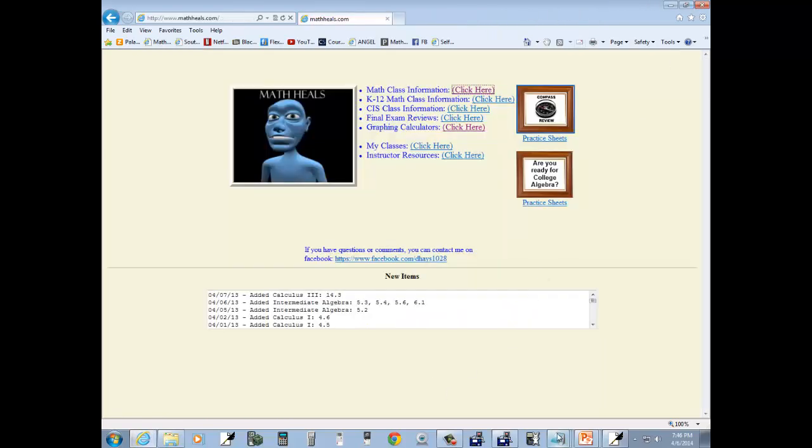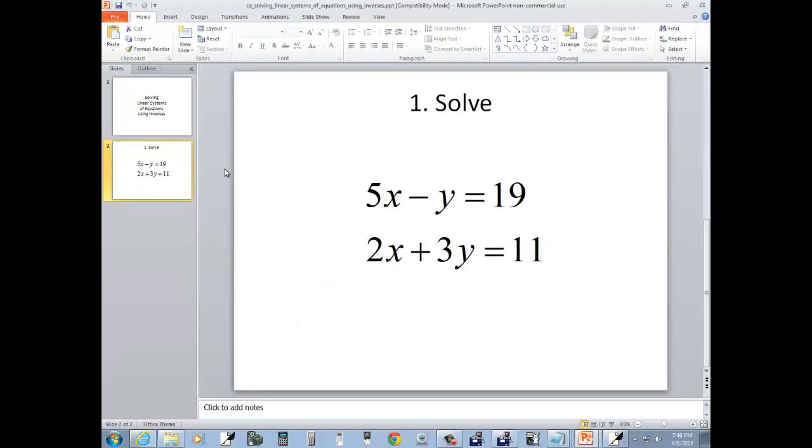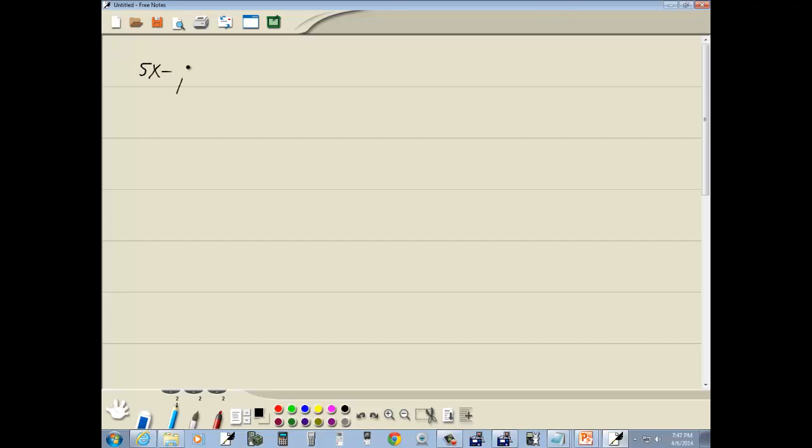Okay, well, now that I've done my sales pitch, let's take a look at this problem here. I'm wanting to solve this. So we've got 5x minus y is equal to 19, and 2x plus 3y is equal to 11. Well, we're going to write down our A matrix. It's the numbers off of our variable terms, so I'll drop the x's and y's and keep the numbers and their signs. So I've got 5, negative 1, and 2, 3. And B is going to be our numbers on the right side, our constant values. We've got 19 and 11.